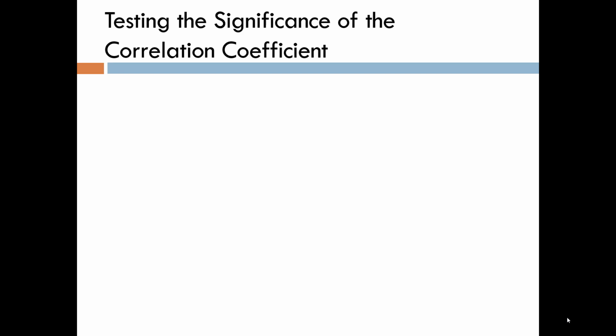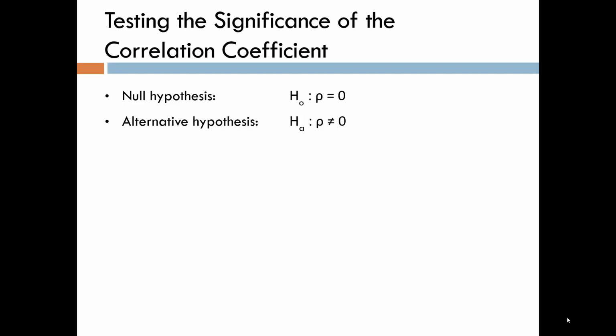Here's how we test whether the true correlation is significantly different from zero. We set up the null and alternative hypotheses as follows. Here, we'll use rho to represent the true correlation between the variables, that is the correlation in the population, that is different from R, which is the correlation in the sample. H0 is that rho equals 0. The alternative hypothesis, HA, is that rho does not equal 0.